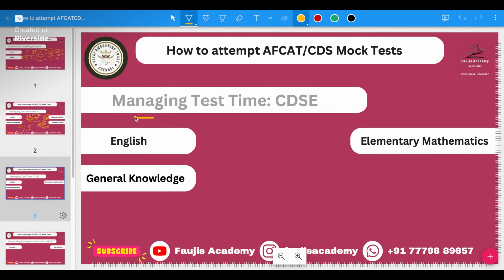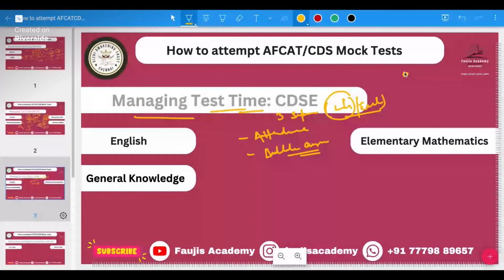Now let's talk about managing time for the CDS examination, right? For the CDS examination, everyone is aware that there will be three separate papers, two hours each. And I just wanted to give you a disclaimer that this 2 hours each is just in theory, right? In between, you will have your attendance sheet coming in, and apart from that, you will also have to bubble the answers, and that also takes a lot of time. Bubbling 100, 120 questions is not an easy task.